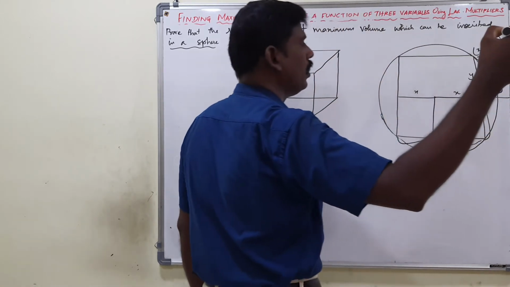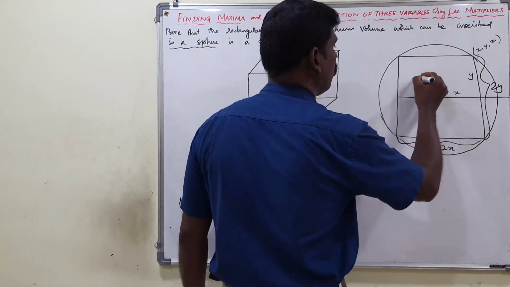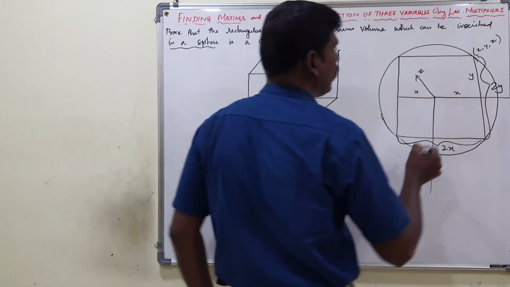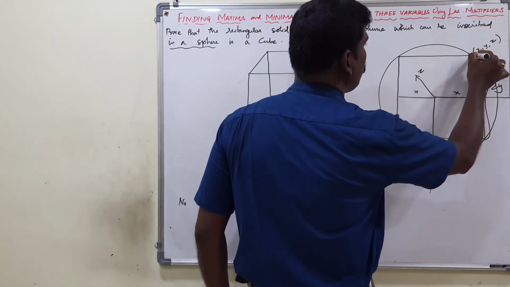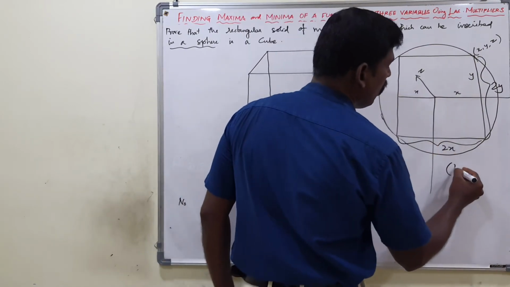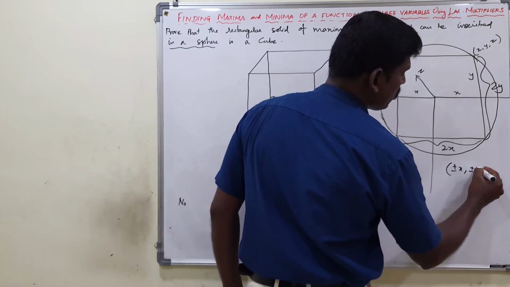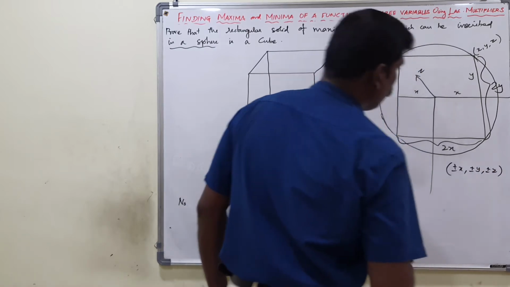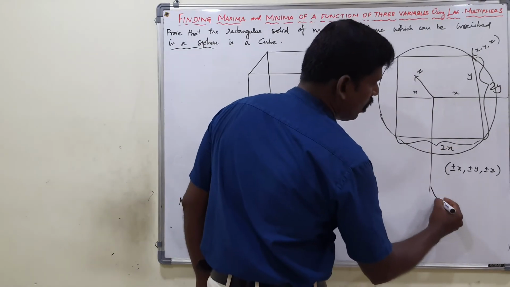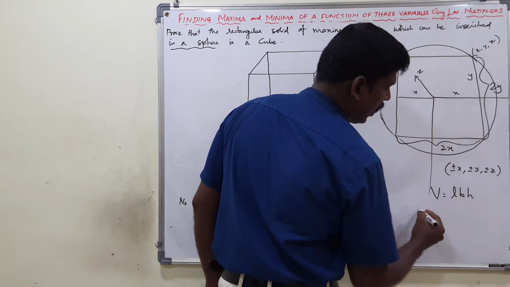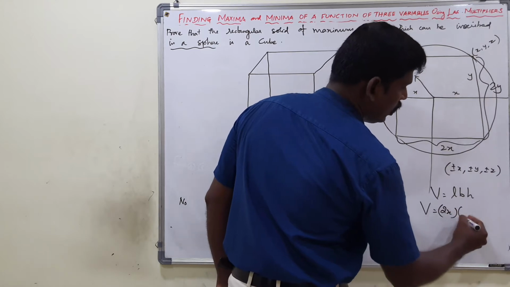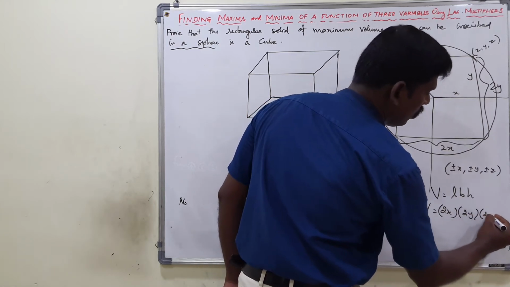Like the z axis be like that. So the point in the positive quadrant, first quadrant, is x comma y comma z. So all the other vertices are of the form plus or minus x, plus or minus y, and plus or minus z. So it's a rectangular solid. So what is the volume of the rectangular solid? Length into breadth into height. So v is equal to 2x into 2y into 2z.